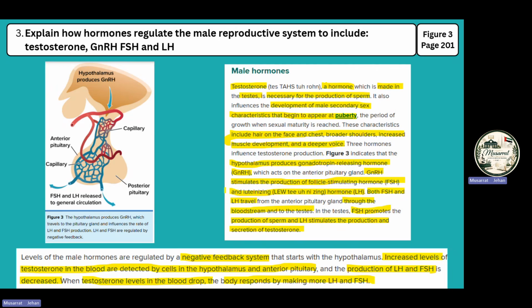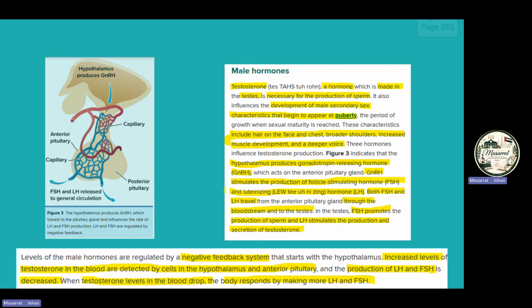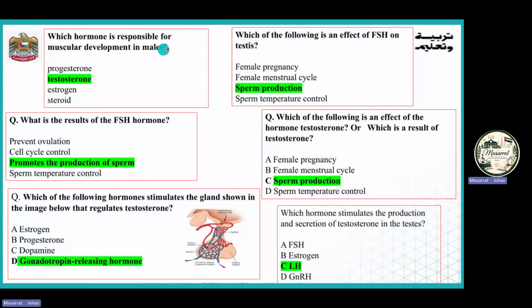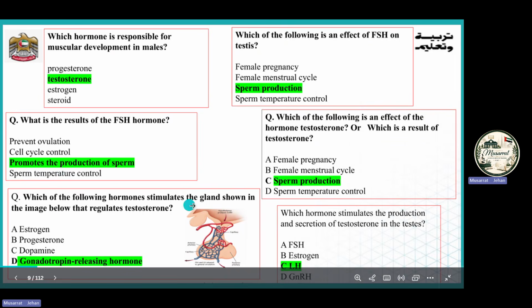So this is about this figure. Here are questions related to it, like which hormone is responsible for muscular development in males? That's testosterone. What is the result of FSH? Promotes production of sperm. Which of the following hormones stimulates the gland shown in this image?